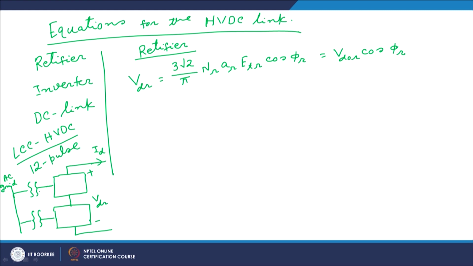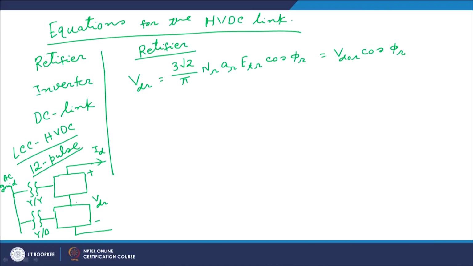As we know very well, for whoever has gone through the very basic course in HVDC, one of the transformers will be connected in star-star, and another one in star-delta. This is just to eliminate harmonics, but these are beyond the scope of this particular course, so we are not going into this detail. Now, NR is nothing but the number of 6 pulse converters used in an HVDC terminal. For a 12 pulse converter, we are using two 6 pulse converters in series. Therefore, for a 12 pulse converter, NR is equal to 2.